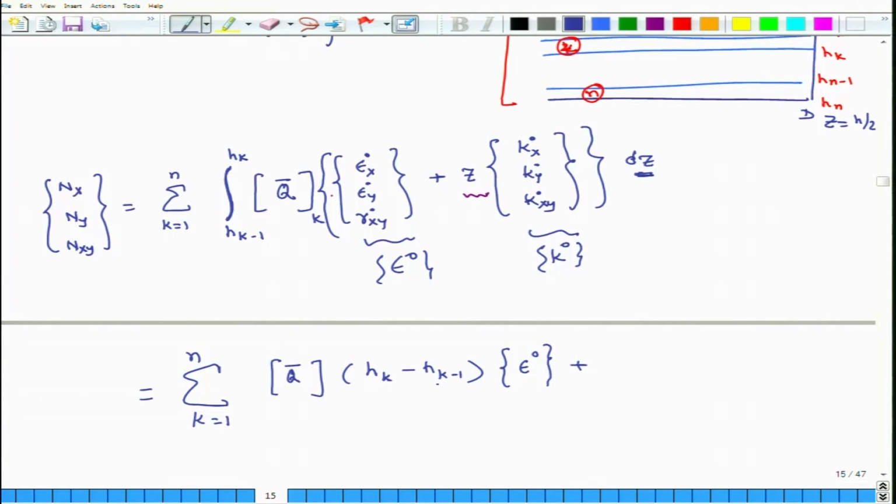How did I get h_k minus h_k minus 1? See, there is a 1 here. When I integrate 1 with respect to z, I get z, and when I take the limits z from h_k to h_k minus 1, I get h_k minus h_k minus 1. Okay. And this is for the kth layer. We are still doing this for the kth layer.